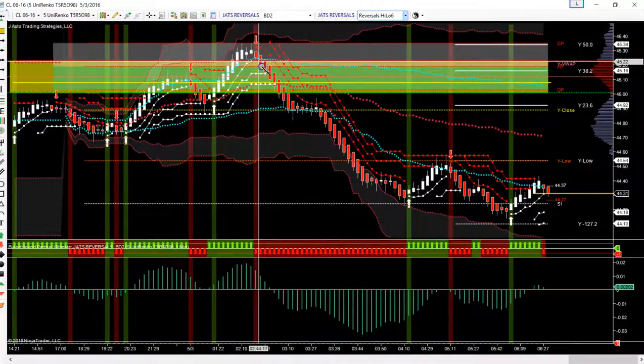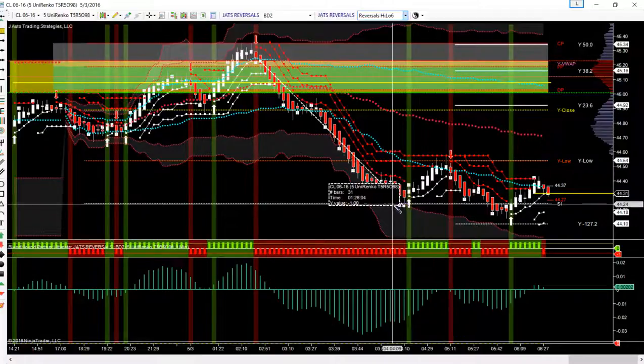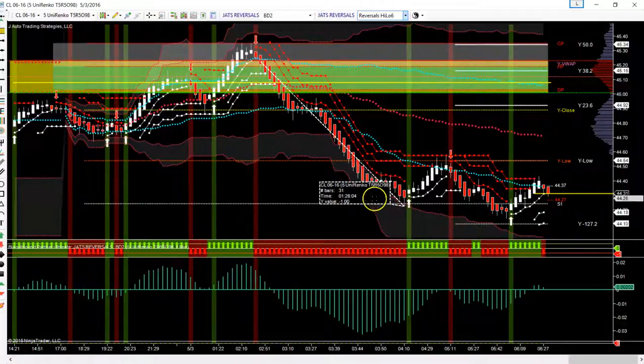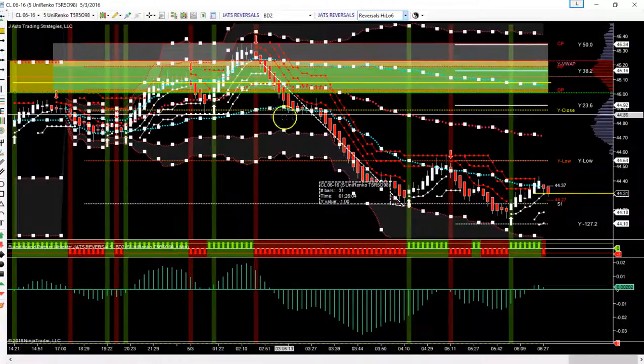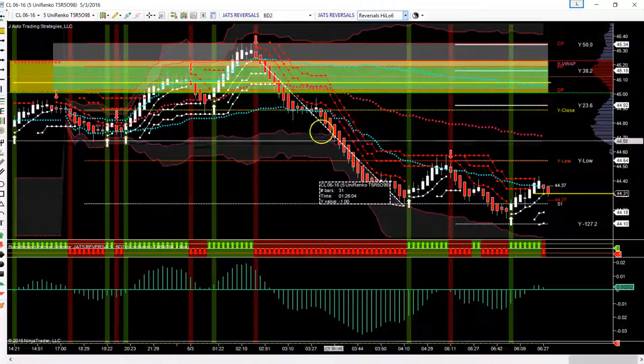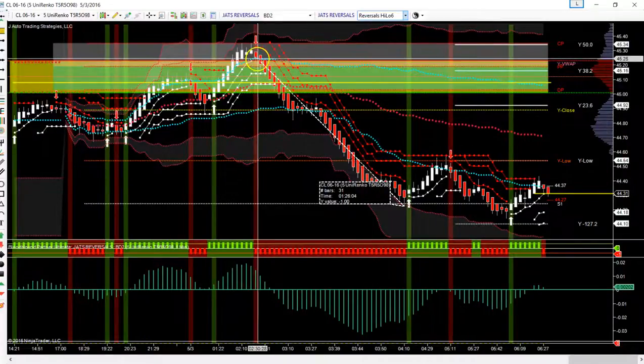Let's just take a look at this one, for instance. There's a $1 move right there. That's 1,000 ticks, and I didn't even extend it all the way. So that's a $1,000 move. That's 100 ticks.